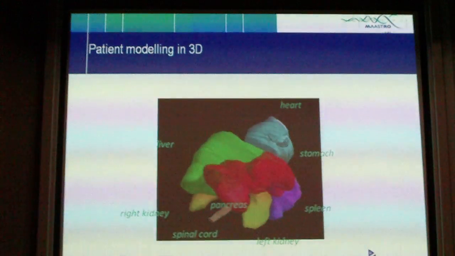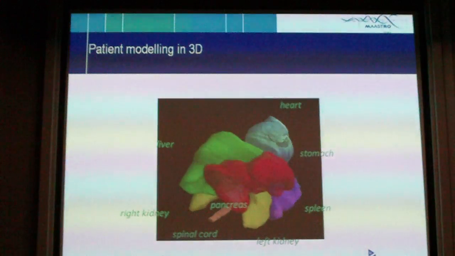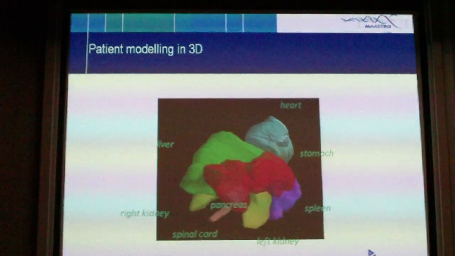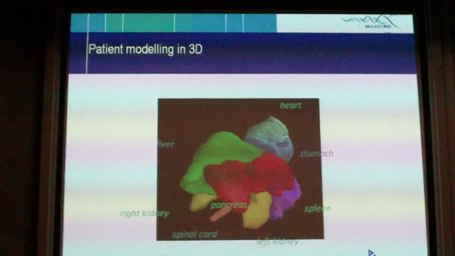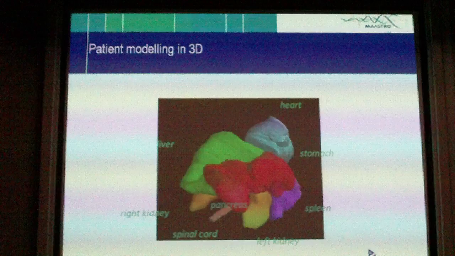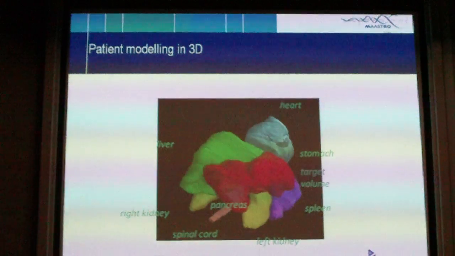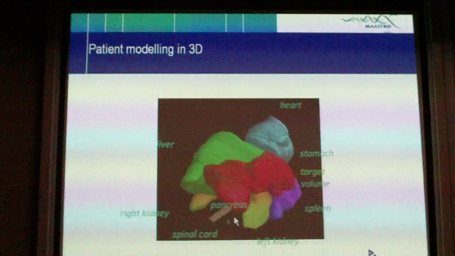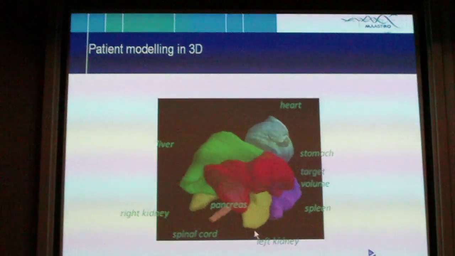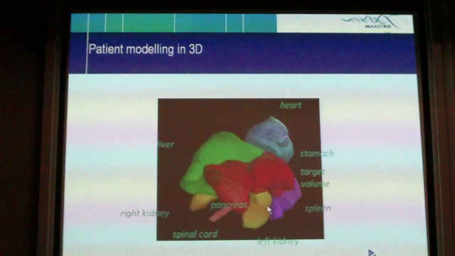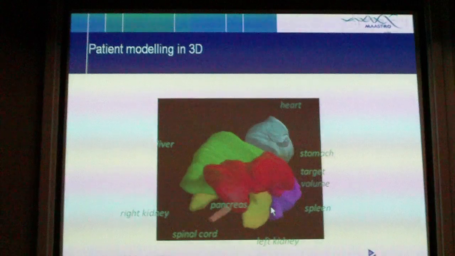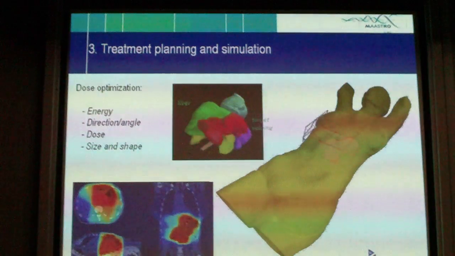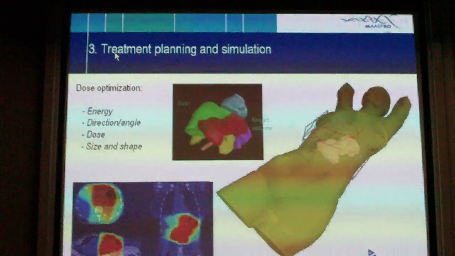What's this? Any ideas? This is the tumor, or the target. So this is the target volume. So you immediately see that this tumor is surrounded by liver, kidneys, stomach, heart, lungs, spleen. So it's very hard to irradiate such a tumor because of all these surrounding healthy tissues that you want to spare. So this is how we end up with treatment planning.